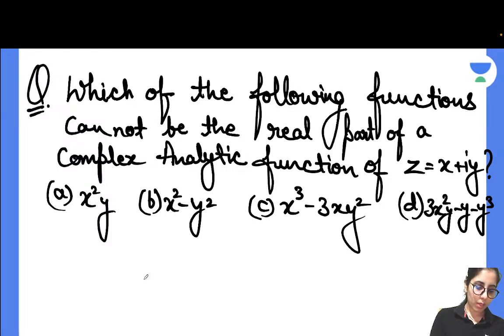Try it now and let me know as you will get it done. What is the right answer?